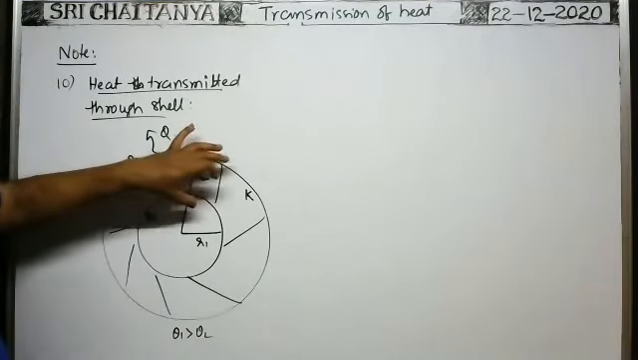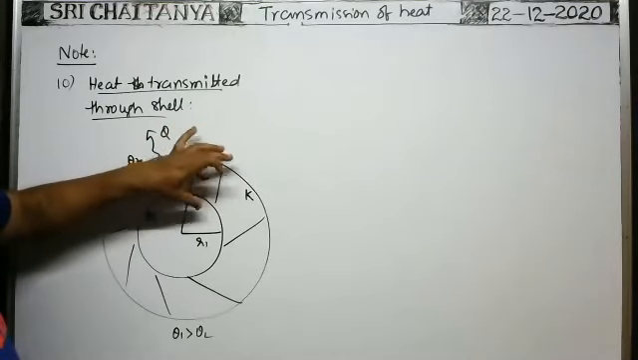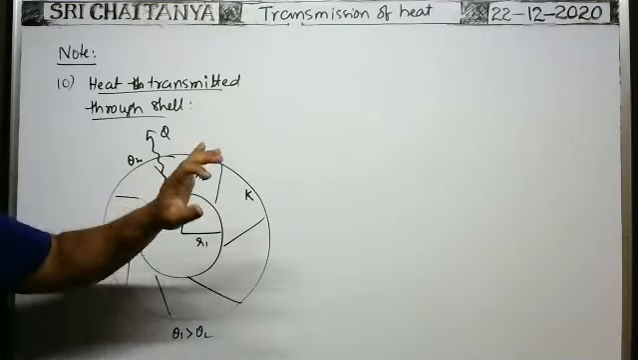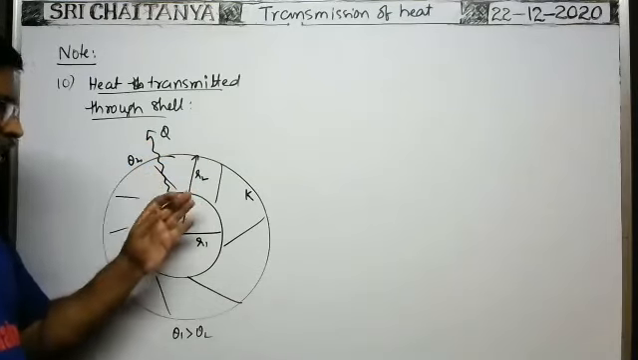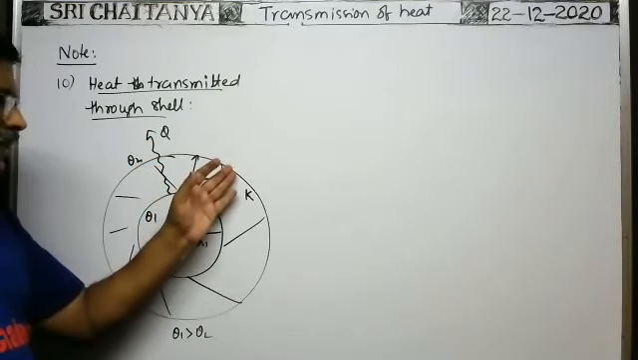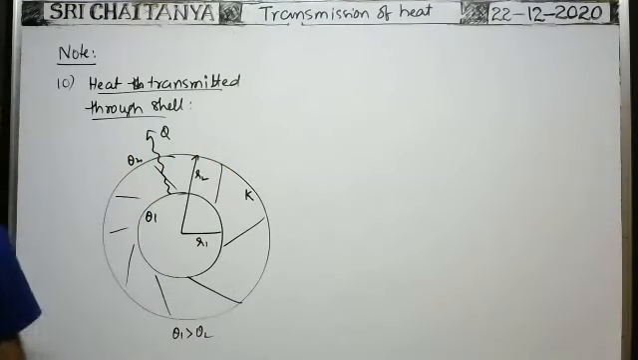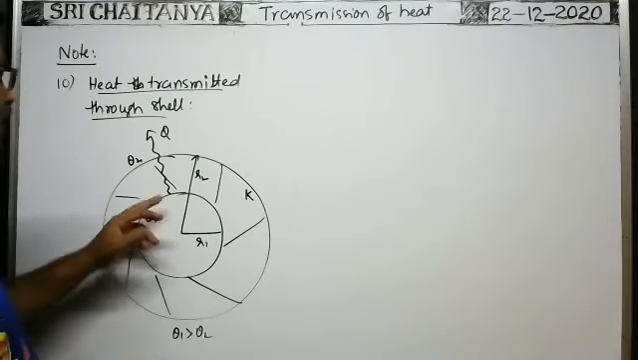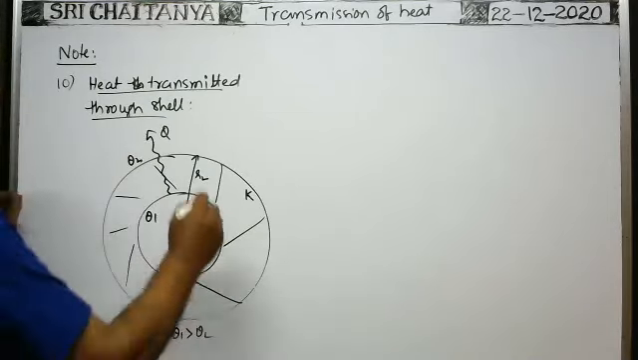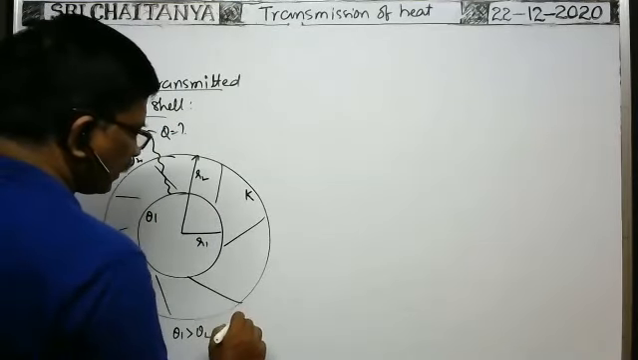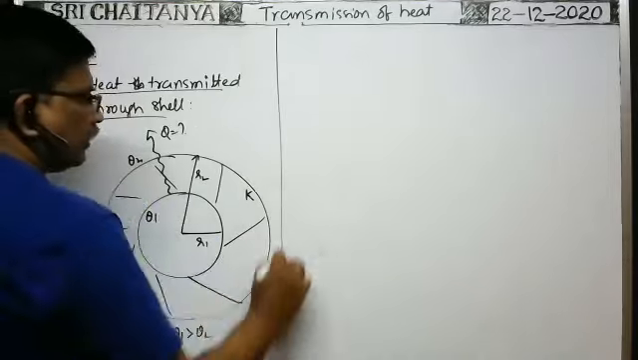Now, what is the effective thermal resistance between the inner and outer surfaces? And what is the heat energy transmitted from the inner to the outer surface? These are the two cases. We have to find the effective thermal resistance, and we have to find Q, the heat energy transmitted.